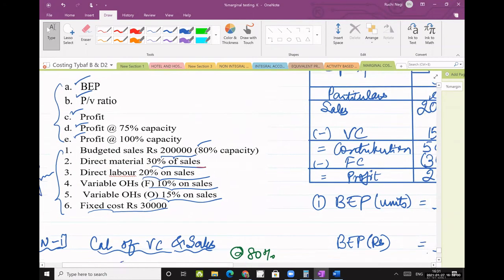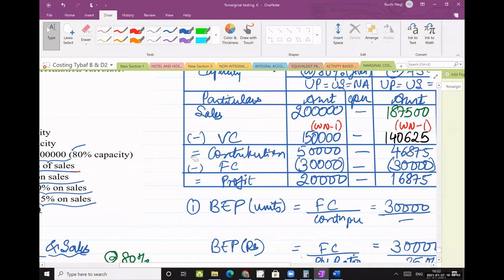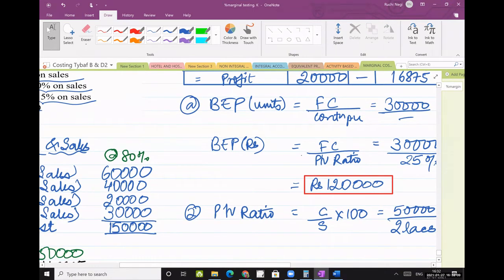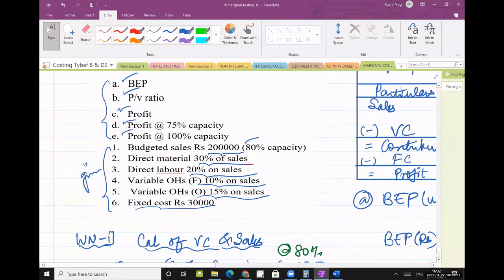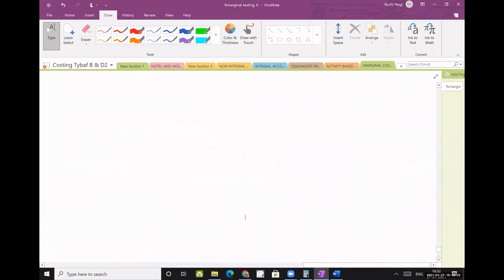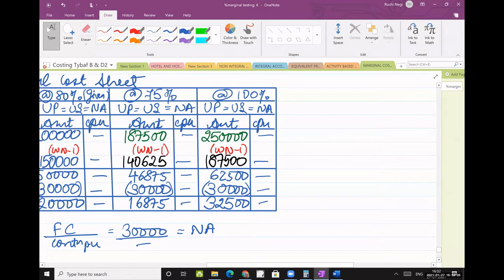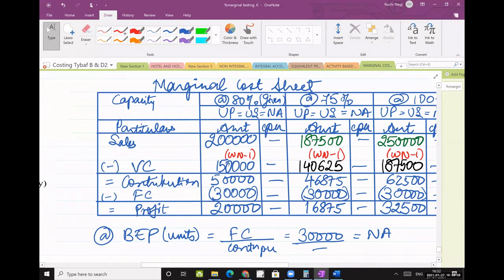प्रॉफिट पूछा है। प्रॉफिट तो मेरे पास है। ओके, उन्होंने A, B put किया है, we'll also put ABC. A, B, नेक्स्ट क्या पूछा है? C. So let us calculate C. Profit at 80% ना, ये रहा, this is my answer. Just highlight it.